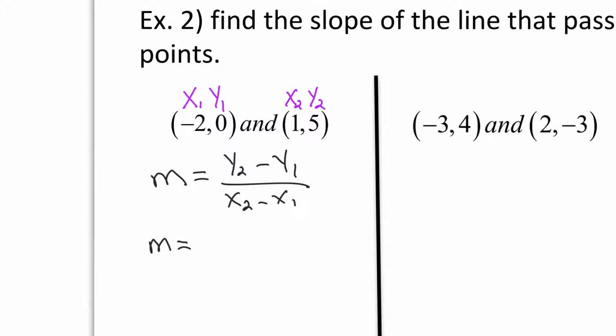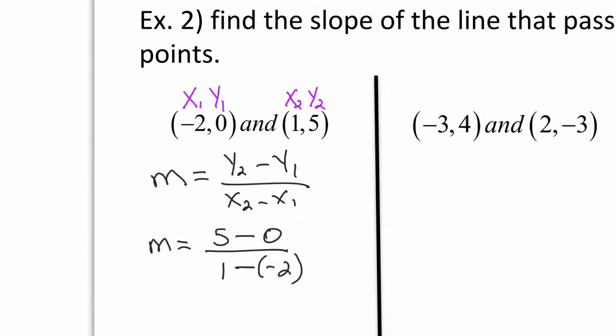So I will have y2, which is right here. So there's a 5. I'm going to put 5 minus, and I'm going to take y1, which is 0. So I put a 0 here, divided by x2. Let's look for x2. It's right here. There's the 1 minus, and x1 is negative. Now I do have a minus already, but since the x1 is also negative, I need to use parentheses to separate those two negatives. You never want negatives side by side without parentheses. Make sure you use parentheses.